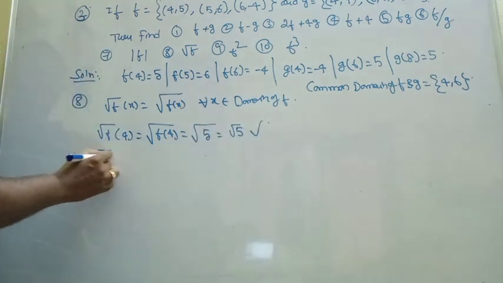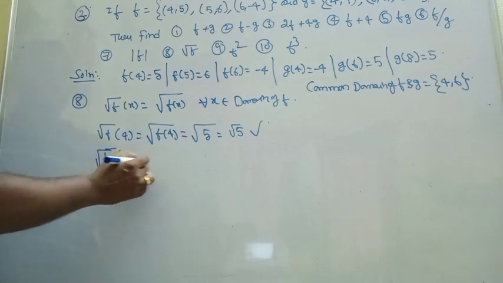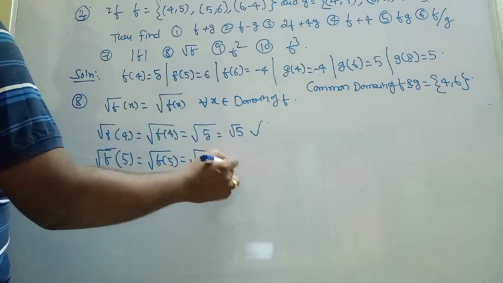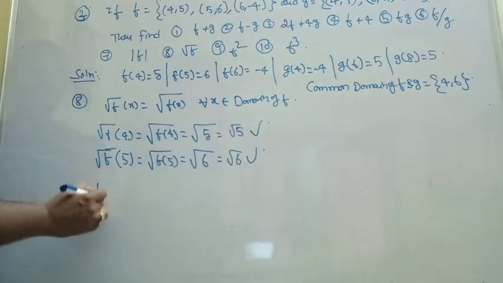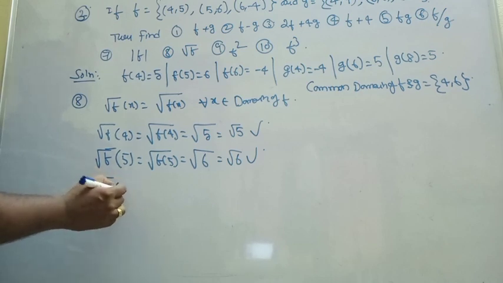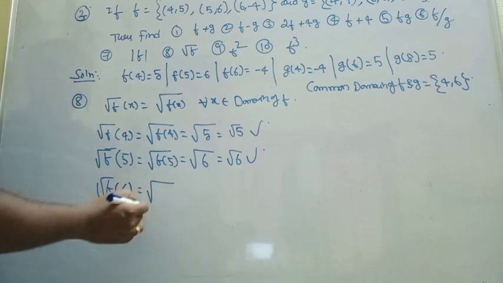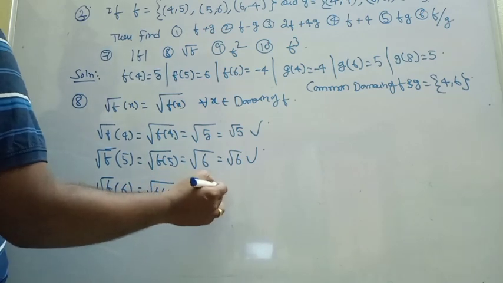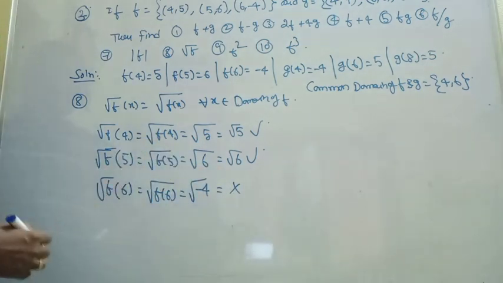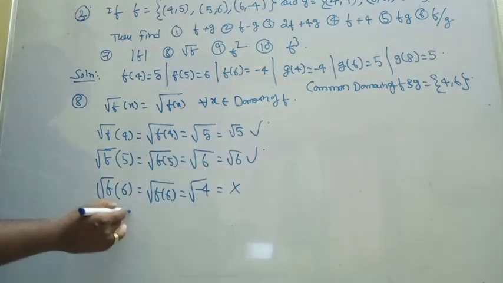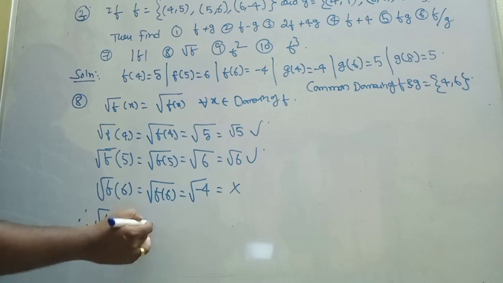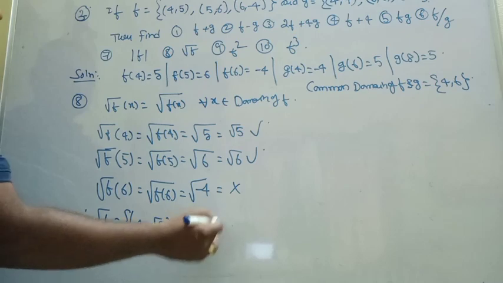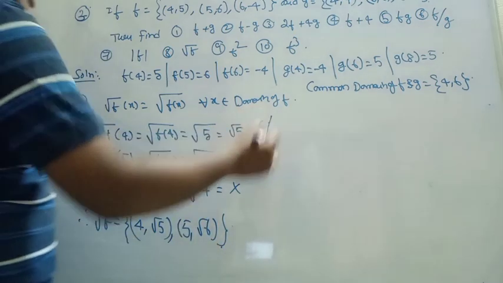Now square root of f of 5, if you take: f of 5 is 6, that is now root 6, right? Fine. Square root of f of 6 is equal to square root of minus 4. This is an imaginary quantity, it is not defined. Therefore square root of f has the elements 4 comma root 5, and another one 5 comma root 6, like this. Root f is nothing but this we have here.